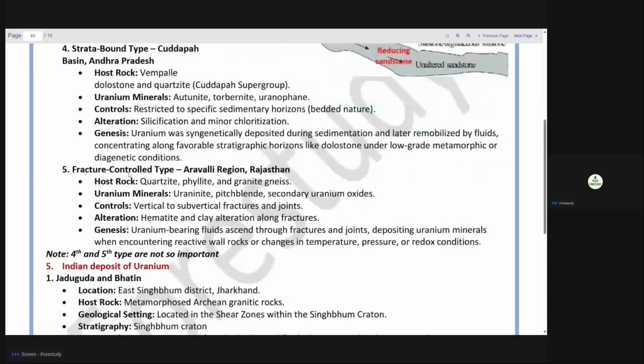Then we have the fracture control type in the Aravali region. So we have quartz, phyllite, and granite gneiss. Again, uraninite and pitchblende. So just remember, uraninite and pitchblende are the most common minerals found in India. And then secondary uranium oxide. So you don't have to remember it. Just write uranium pitchblende everywhere.